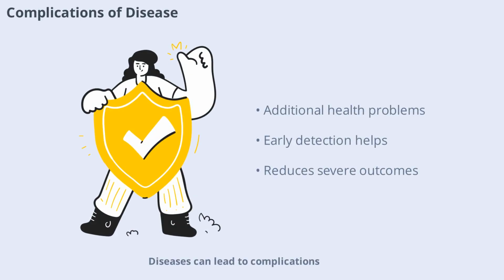Diseases can lead to complications, which are additional problems that arise during illness. For example, diabetes can cause kidney failure or blindness if not managed well. Understanding the pathophysiology of complications helps in early detection and intervention, reducing the risk of severe outcomes.